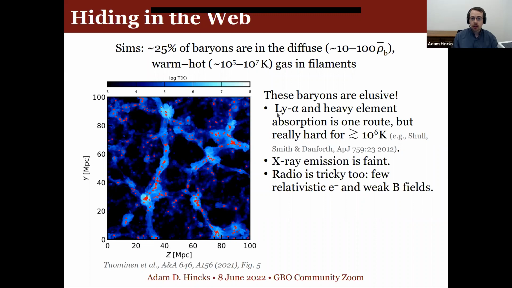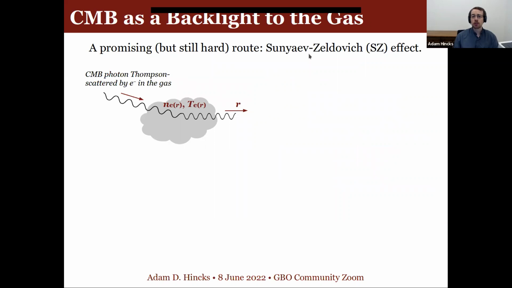So they're hard to see in absorption, particularly for the hotter phase of this gas. They do emit X-rays through Bremsstrahlung, but it's very diffuse, so the X-ray emission is faint. You might look in the radio for synchrotron, but again, the diffuse nature is a problem, and also, cosmic magnetic fields are weak. So on all of these fronts, there has been progress in the last few years, and people have started making detections of these baryons in the filaments. But a fourth technique, and this is the one I'm going to focus in on today, is to use the Sunyaev-Zeldovich effect.